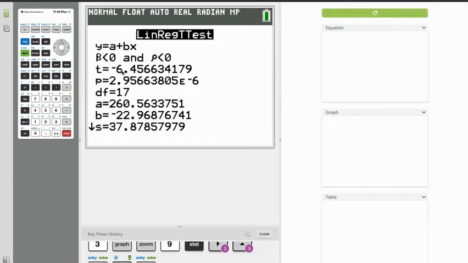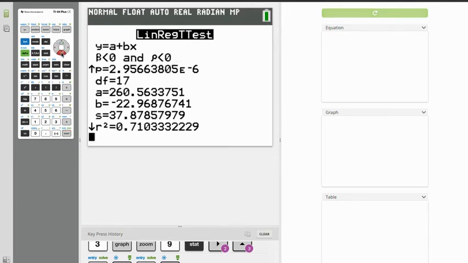Calculate. So there you can see our test statistic is negative 6.46, which tells us our slope that we got is 6.46 standard deviations below the mean. And our p-value is 2.9566 times 10 to the negative 6. We'll always look out for that thing at the back. E negative 6 means you move the decimal point 6 places. So our p-value is pretty much 0.